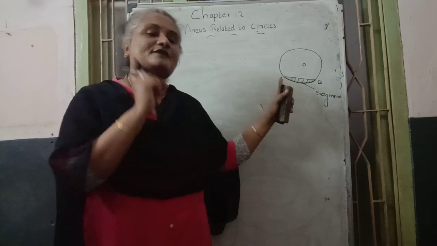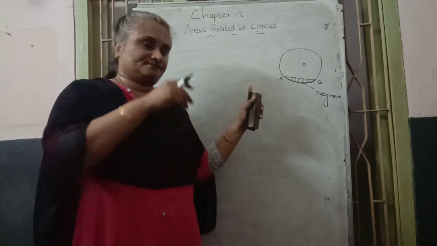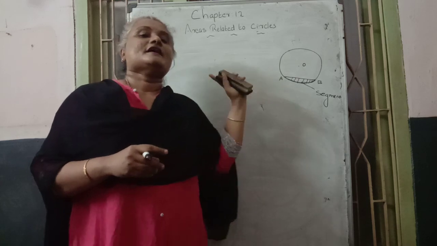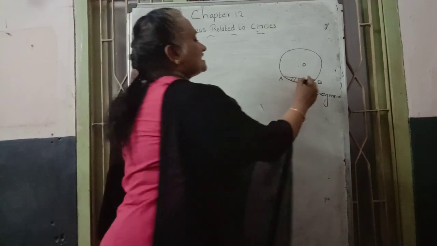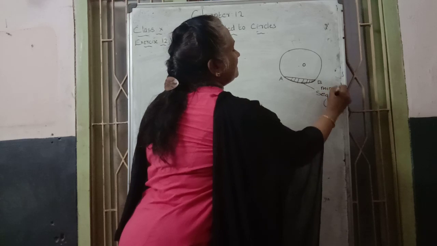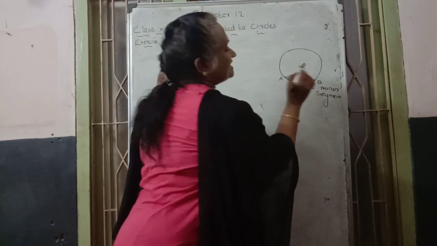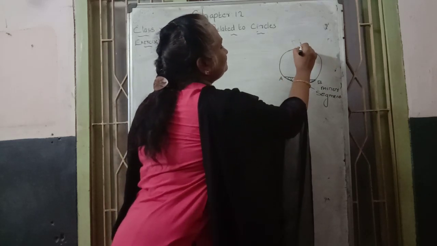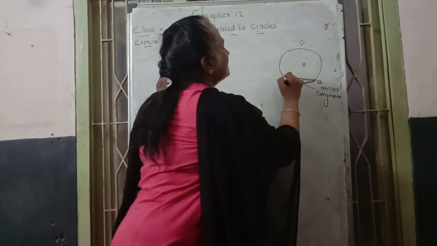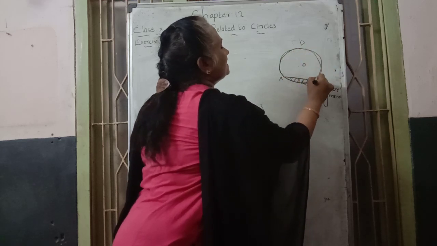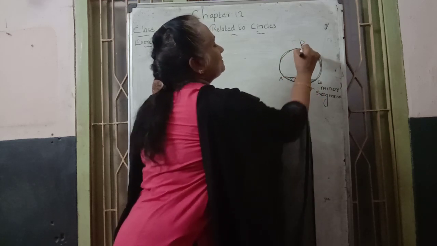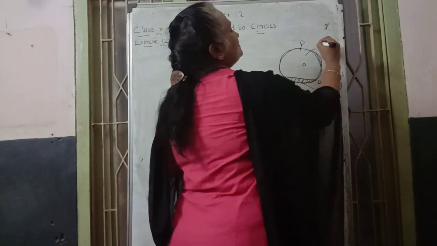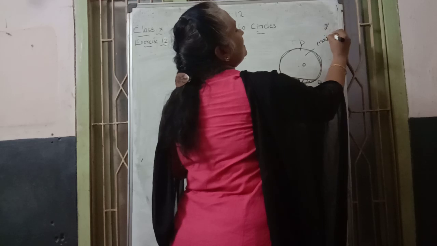Here also two types of segments are there: one is a minor segment, another is a major segment. Minor segment means a small part, we call it a minor segment. Which is the chord here? AB is the chord. APB is our major part. APB is our major segment part. Since it is the bigger part, this is our major segment.